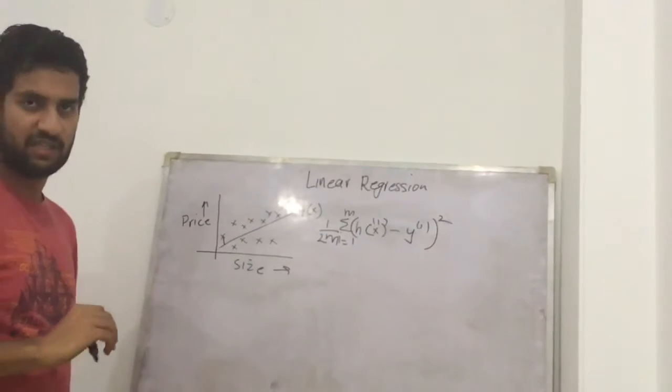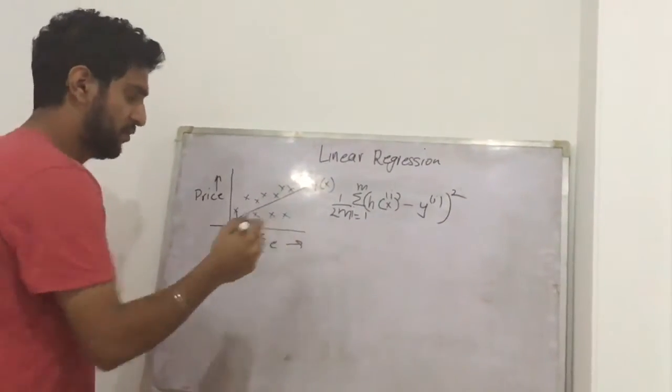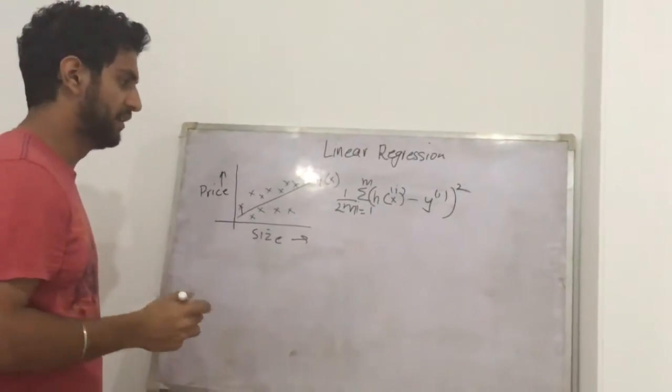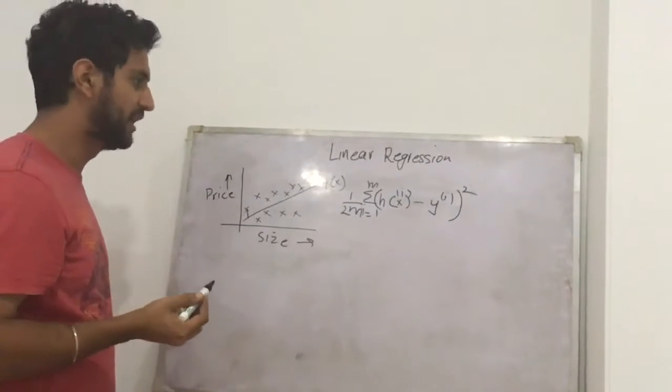The minimization is done using gradient descent, and we'll talk about that later. And we add the 2 for simplification when we do gradient descent. We minimize the cost function using gradient descent.